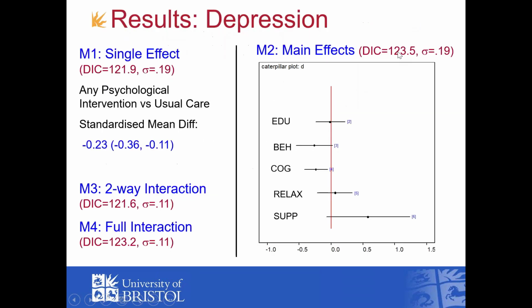In terms of heterogeneity, the between study, so this should be tau there, I apologise. The between study standard deviation is 0.19. If we lump everything together, it's 0.19 if we separate things into their component parts. So the heterogeneity hasn't been reduced by going from the lumped model to the main effects in this example. It does reduce if we go to higher order interaction models, suggesting perhaps there's some higher levels of interaction.